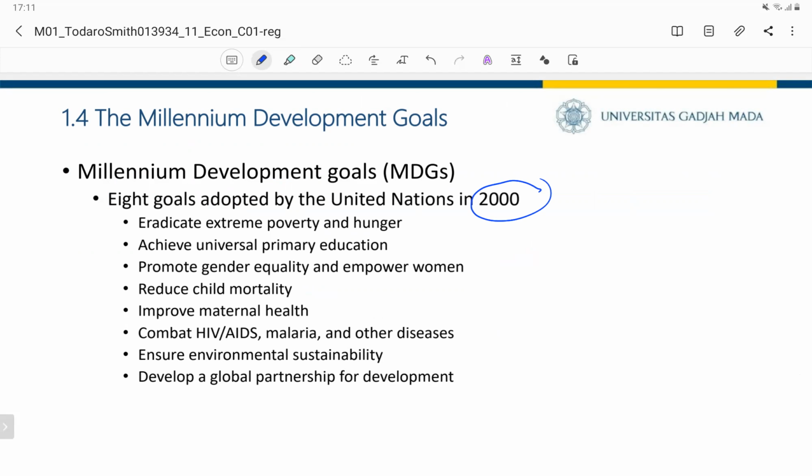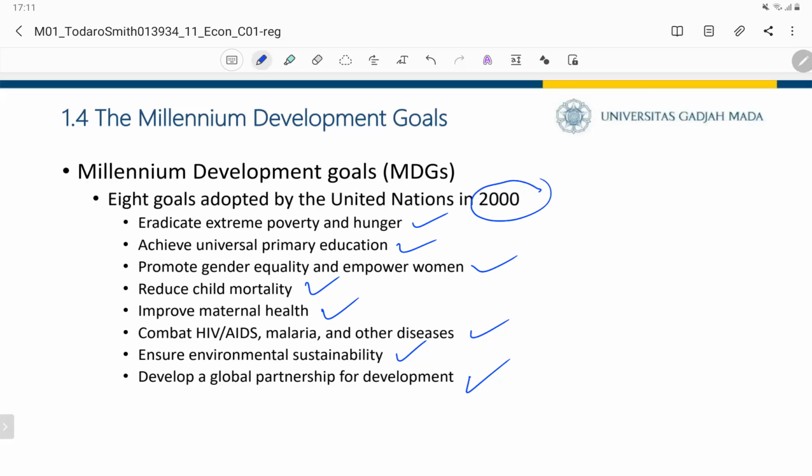But the MDGs in the year 2000 are: the first one is eradicate extreme poverty and hunger, achieve universal primary education, promote gender equality and empower women, reduce child mortality, improve maternal health, combat HIV/AIDS, malaria, and other diseases, ensure environmental sustainability, and develop a global partnership for development.